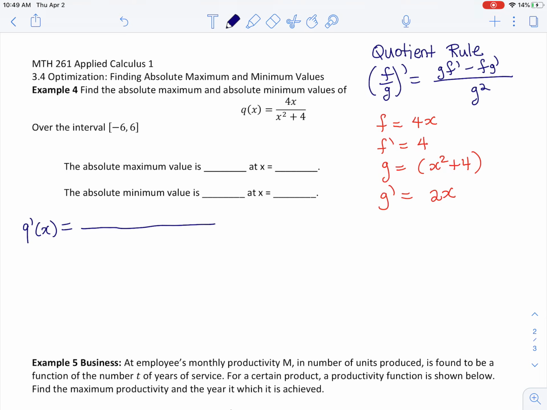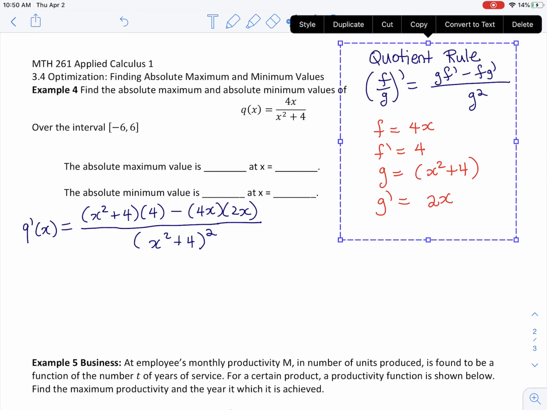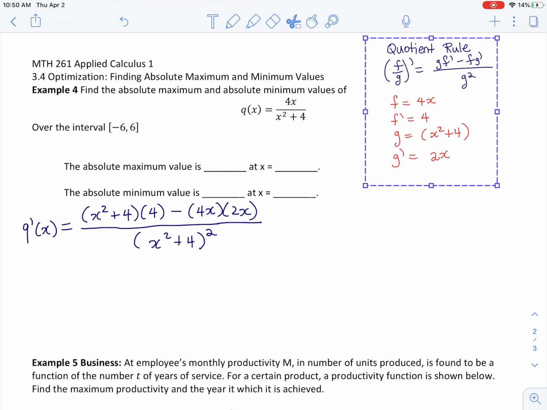Now I'm ready to find the derivative, the q prime of x. Let me move the work down here, okay? So if I use the quotient rule, the numerator will be g times f prime minus f times g prime. And all of these are getting divided by g squared. X squared plus 4 is getting squared.